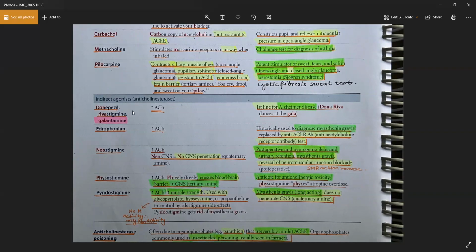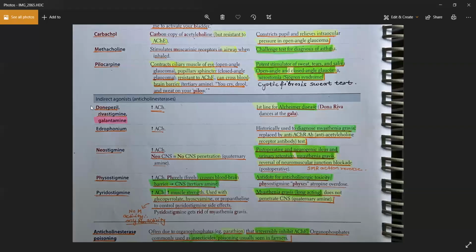Then comes the indirect acting agonists, which are the drugs that inhibit acetylcholine esterase. Acetylcholine esterase is an enzyme which degrades the acetylcholine in the synaptic cleft, so it decreases the concentration of acetylcholine there. So you use these drugs to inhibit acetylcholine esterase, and as a result, the concentration of acetylcholine in the synaptic cleft is increased, and you will get the effects.